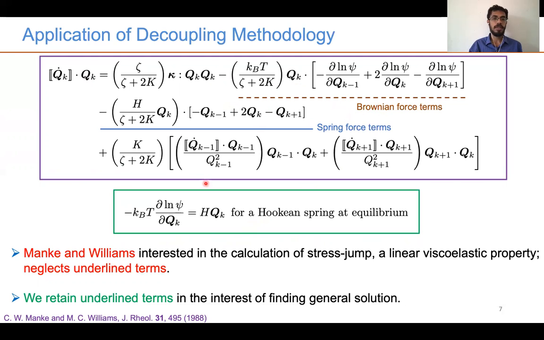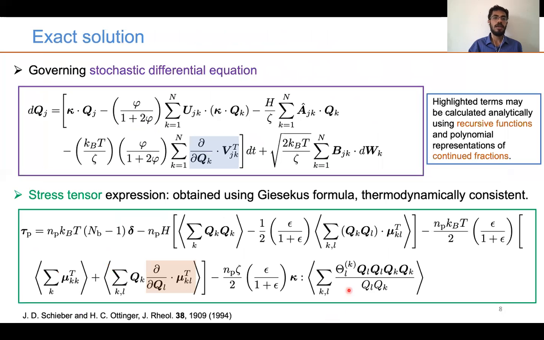We, however, are interested in a general solution that is valid both at equilibrium and in flow, and have retained both these terms in our analysis. And this has led to a steep increase in the amount of algebra. After performing the necessary calculations, we arrive at the following governing stochastic differential equation for the bead spring dashpot system.